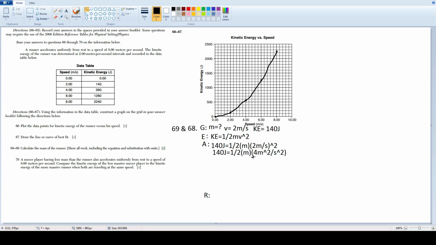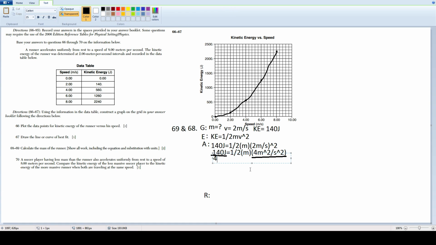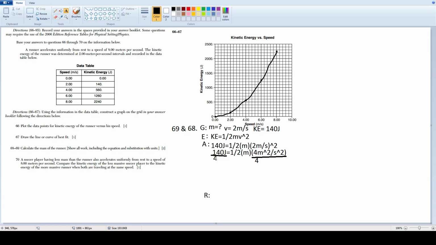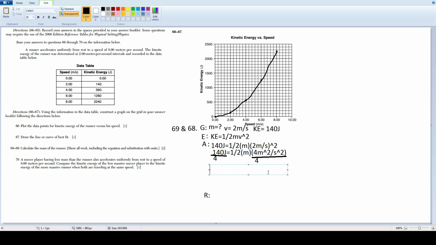Next, in my opinion, we could just divide by 4 on both sides. So to bring the 4 meters per second squared to this side, we divide both sides by 4. I'm not going to put the units since it will just waste time and to not get confused. If you divide 140 by 4, it's going to be 35. I'm going to leave the units out of this for now.